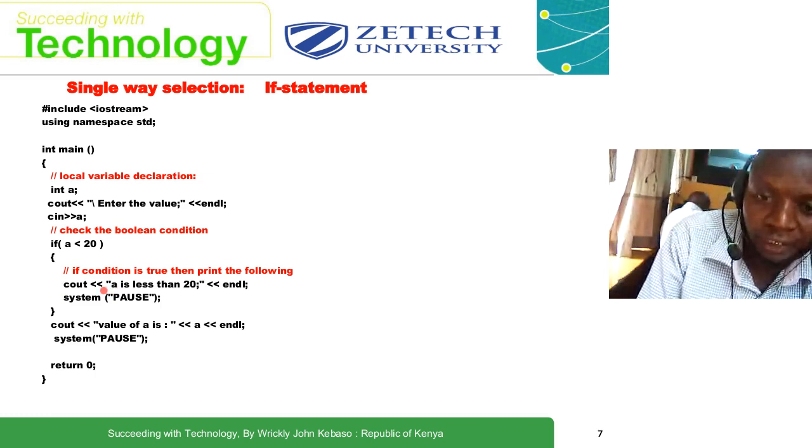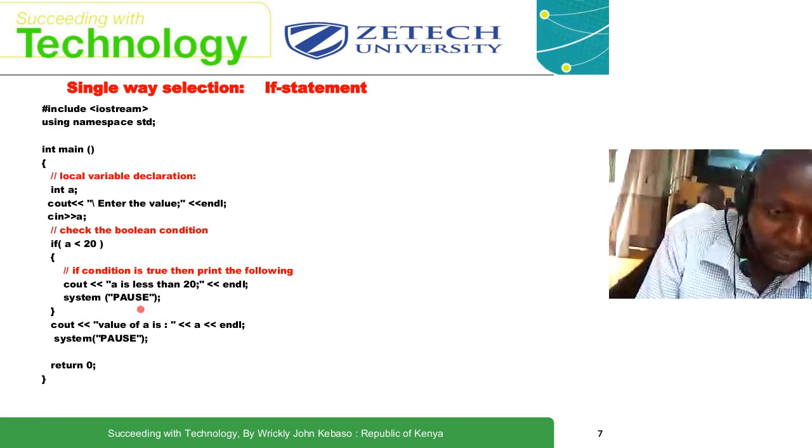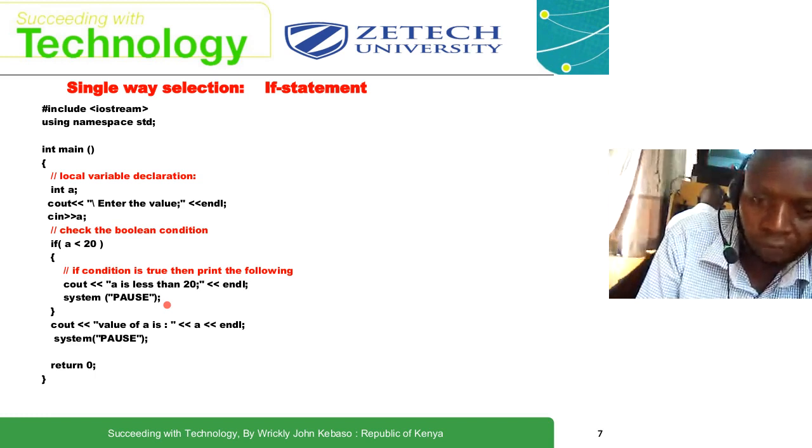In this case, we are just displaying that A is less than 20. You can see we are saying cout "A is less than 20", and then another insertion operator, endl, and then this keyword called system, with a bracket, then a quote, "pause", another quote, and close with a bracket and a semicolon. It is normally used to hold the output on the screen of the computer until somebody presses a key on the keyboard.